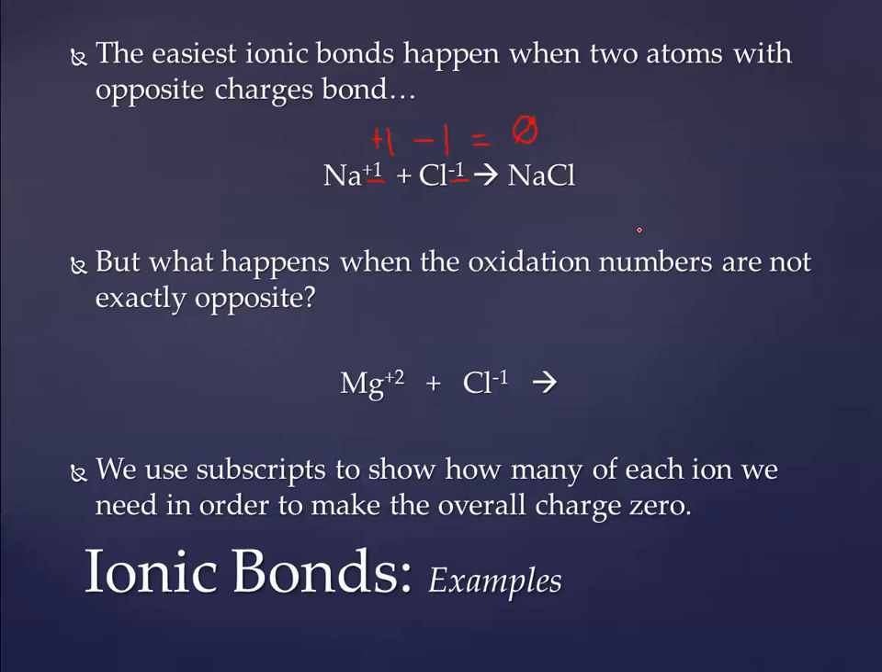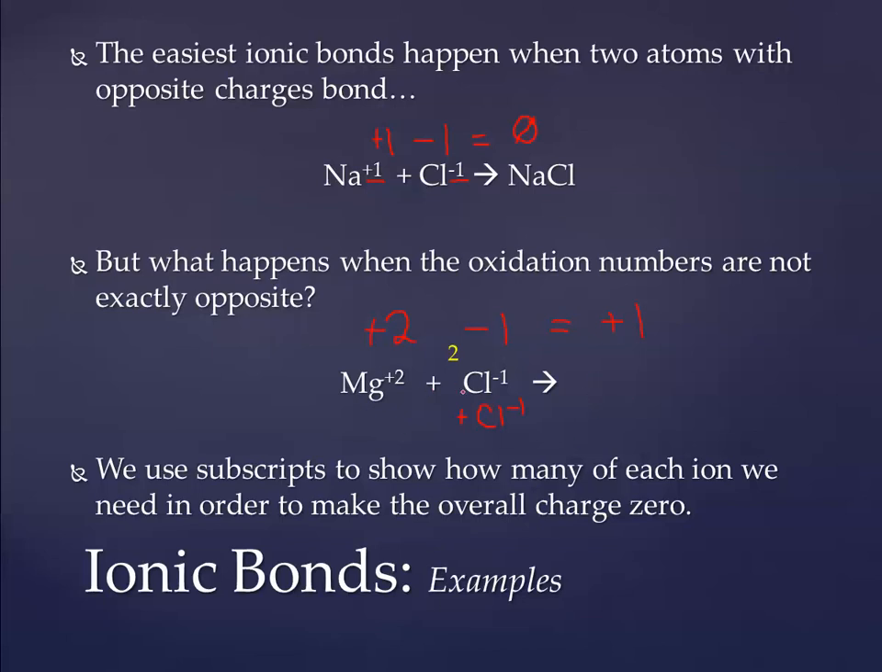But what happens when the oxidation numbers aren't always opposite? Well, in this example down here, magnesium chloride, they can still bond, but we have to change the number of atoms that we have. So we have magnesium, which was a +2, and chlorine is a -1. So overall, we would still have a +1 charge. To get rid of this +1 charge, we would need to add another chlorine ion. And so then you would have +2 -1 -1 to get a neutral charge. So you need 2 chlorine atoms for every 1 magnesium.